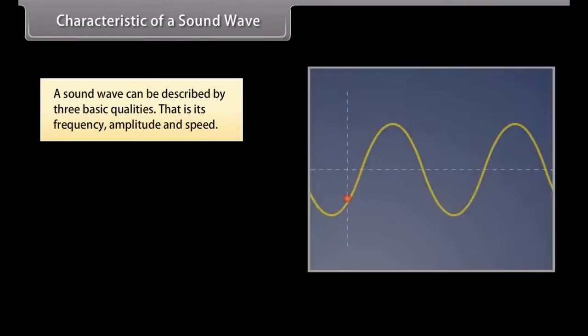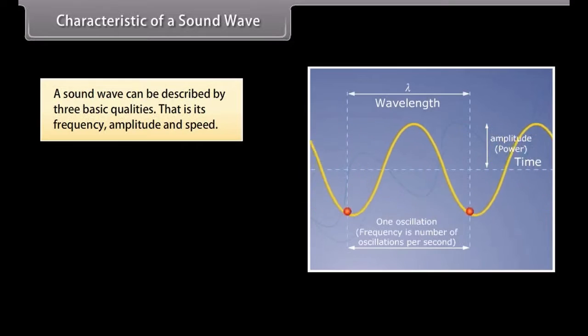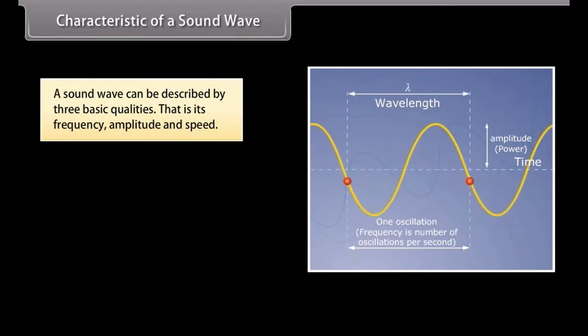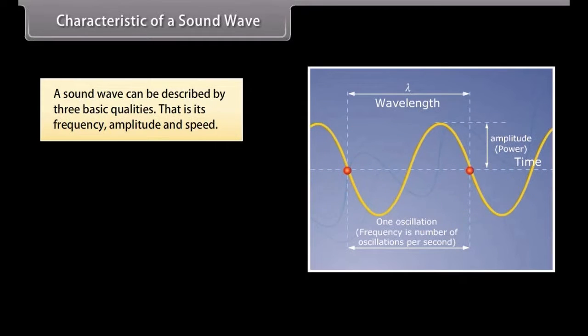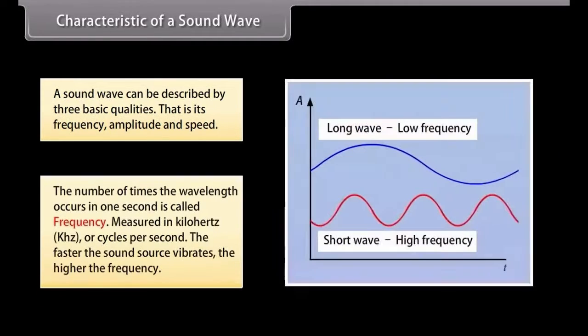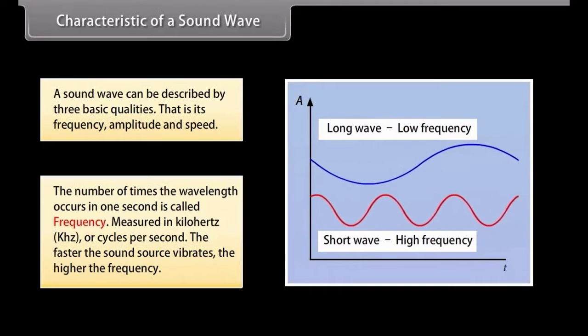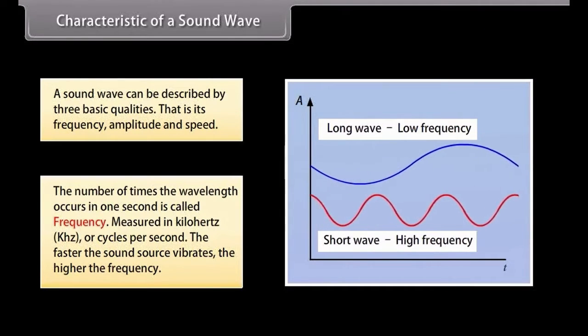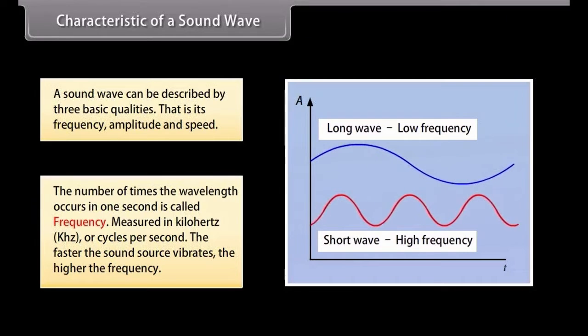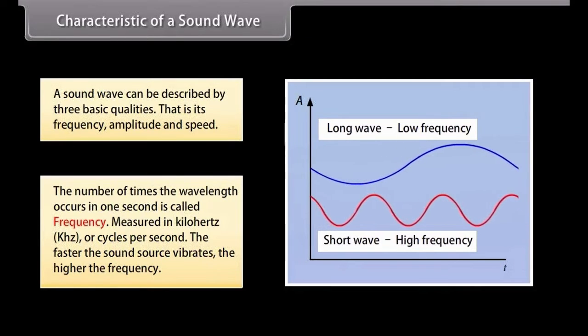Characteristics of a sound wave. A sound wave can be described by three basic qualities: its frequency, amplitude, and speed. The number of times the wavelength occurs in 1 second is called frequency. It is measured in kilohertz or cycles per second.